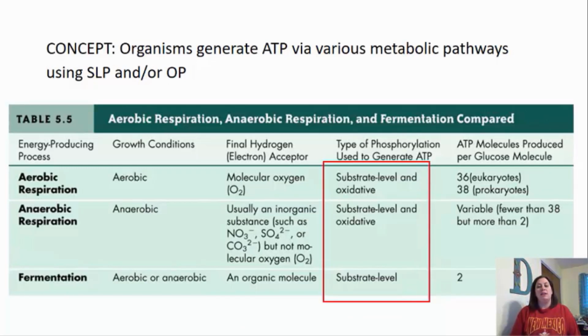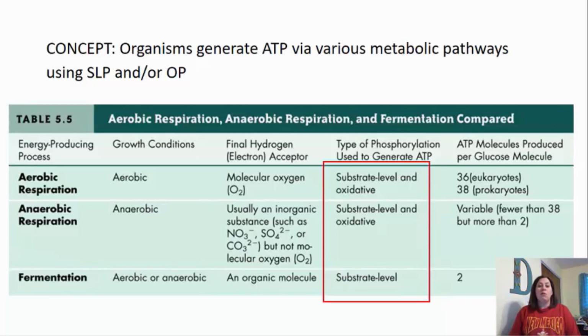Organisms generate ATP via various metabolic pathways. They can use substrate level phosphorylation only, oxidative phosphorylation only, or a combination of both. So if we look here, this is going to compare three different types of respiration. The first is aerobic respiration. In aerobic respiration, they need oxygen present, so molecular oxygen has to be there, and this is the final electron acceptor. When this happens, it is a combination of substrate level and oxidative phosphorylation. For eukaryotes, this can create 36 ATP, but for prokaryotes, it can actually create 38 ATP.